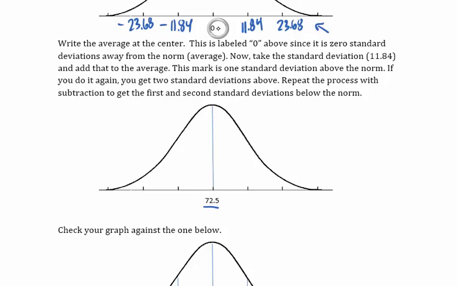So notice instead of 0 standard deviations above or below, we write the average in there, which was 72.5. And now from here, we use our 11.84, adding it to 72.5 to get 2 standard deviations above, and then subtracting it to get 2 standard deviations below. Then we have our normal curve with actual test information and test data on it, which would tell our reader more things. So go ahead, pause your video player now and fill in the actual values for this test.